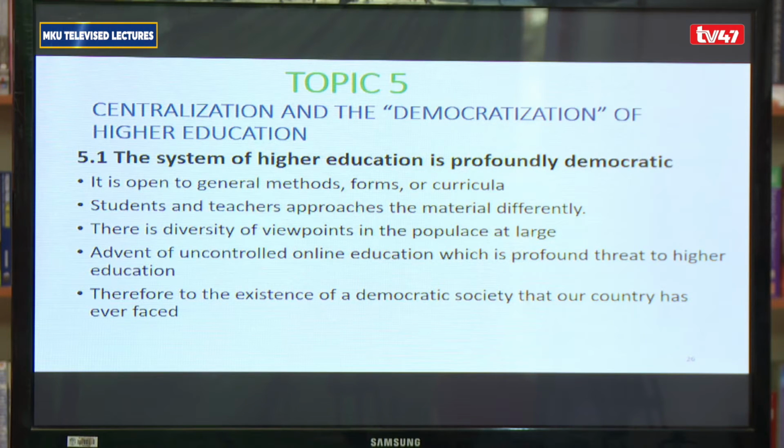Students and teachers approach the materials differently. And this is true. Others online, others, we do very differently. There's diversity of viewpoints in the populace at large. You don't have to conform. You can always say what you think can be done. Advent of uncontrolled online education, which is a profound threat, depending on how it is done. But if it is conducted very well, then it becomes a very good platform, like the way we are doing here. Therefore, the existence of democratic society that our country has ever faced.